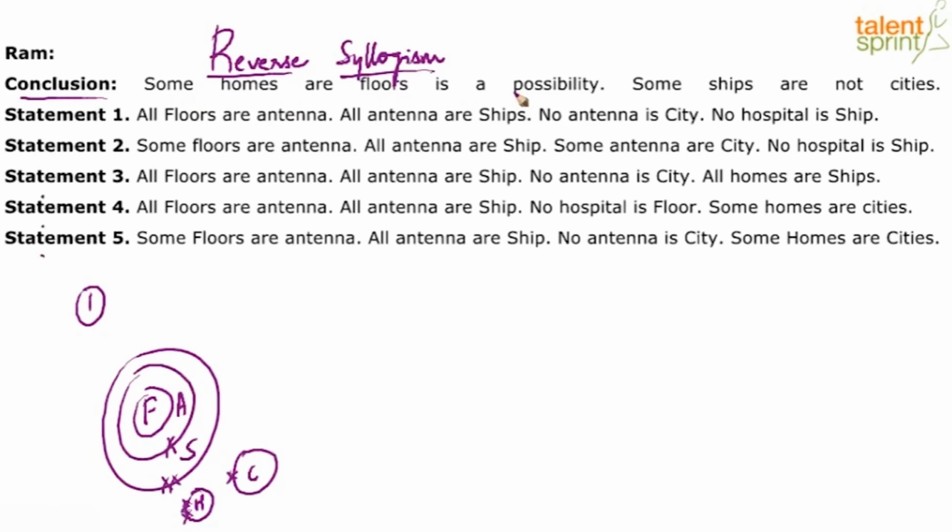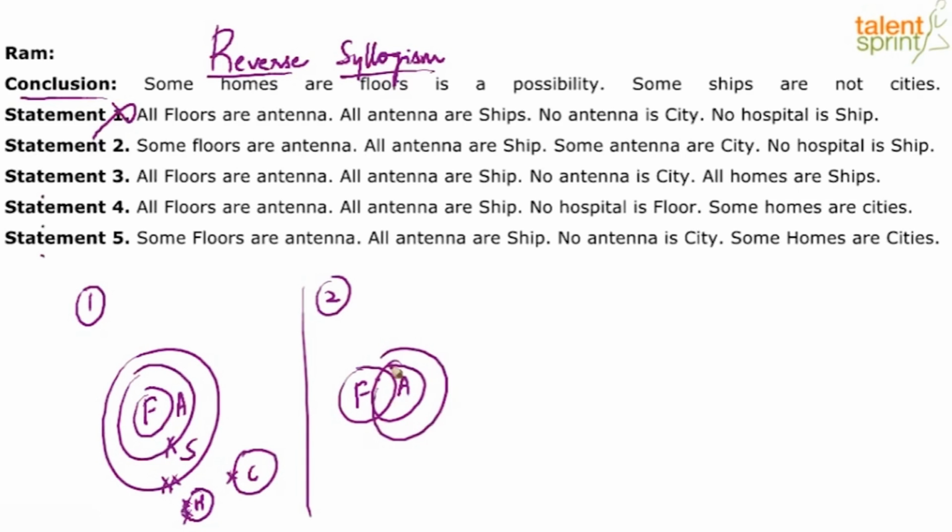It is not possible. So the first one fails. We don't even have to look at the second conclusion now. From the first conclusion itself, we know that statement 1 is wrong. Look at statement 2, option 2. What is option 2? Some floors are antenna.